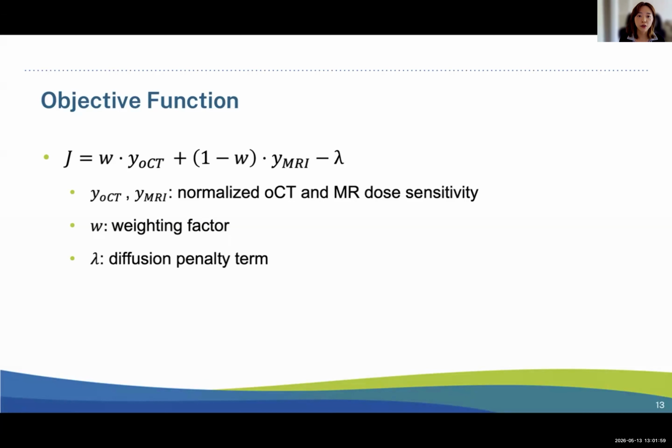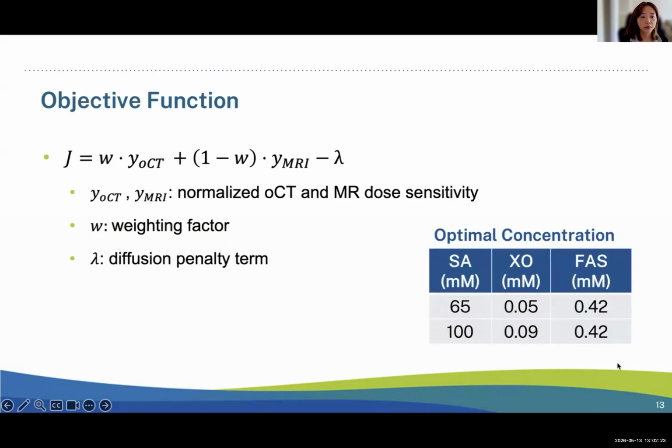Here we have a normalized MRI and optical CT dose sensitivity, which were weighted together, while diffusion was included as a penalty term to discourage formulations with excessive signal spreading after irradiation. Using this approach, we identified the optimal formulation shown in the table on the right here.